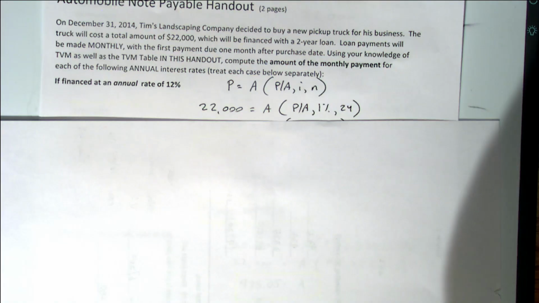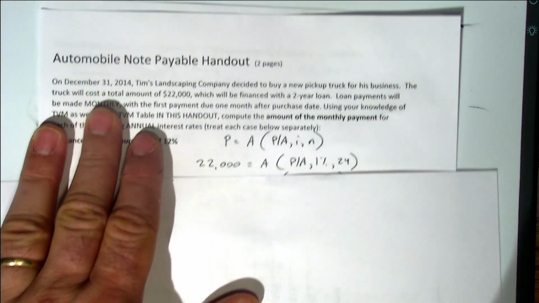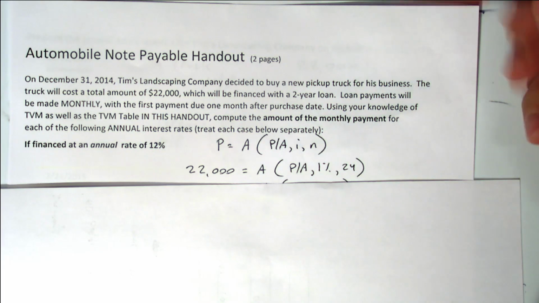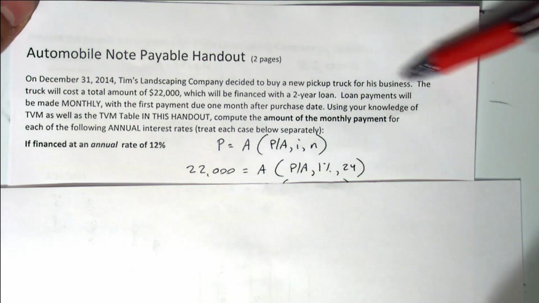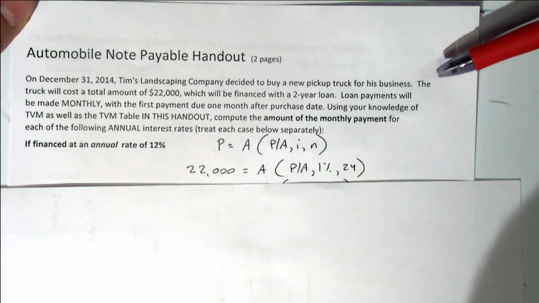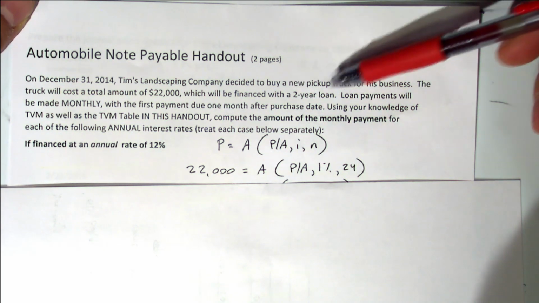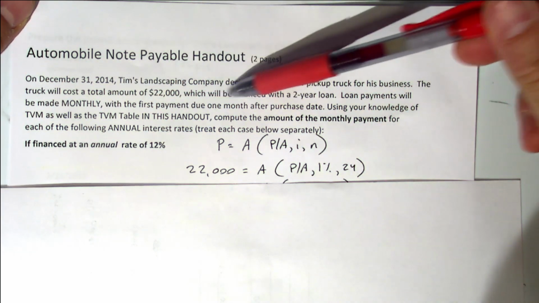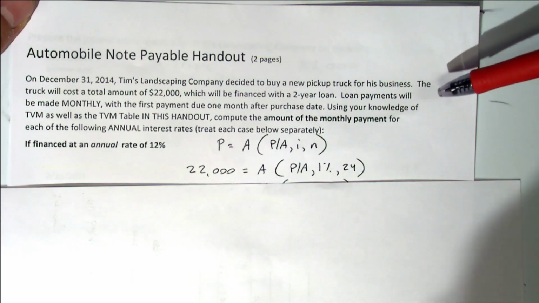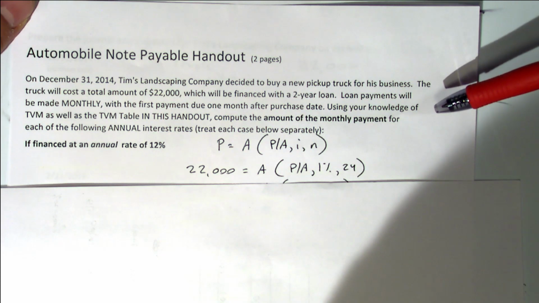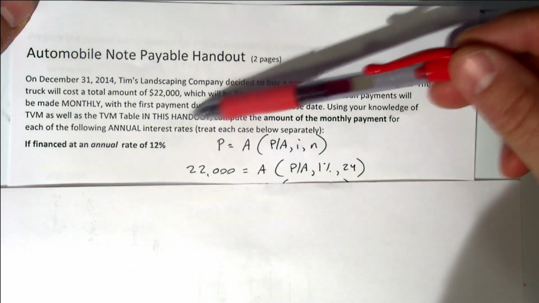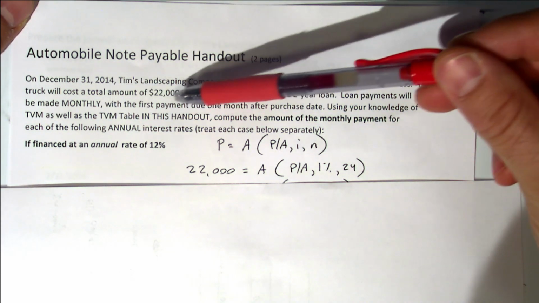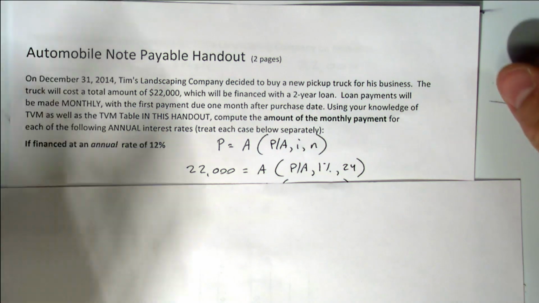On December 31st, 2014, Tim's Landscaping Company decided to buy a new pickup truck for his business. The truck will cost a total amount of $22,000, which will be financed with a 2-year loan. Loan payments will be made monthly, with the first payment due 1 month after purchase date. Using your knowledge of time value of money as well as the time value of money table in this handout, compute the amount of the monthly payment for each of the following annual interest rates. Treat each case below separately.